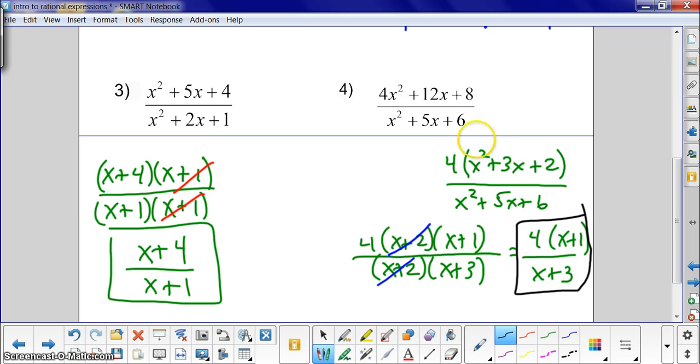Over here for number 4, I took out the GCF. Then I was left with a quadratic trinomial that was factorable in both the numerator and the denominator. I factored both of them. Realized that x plus 2 and x plus 2 were both reducible because those are both factors, and I'm left with 4 times the quantity x plus 1 over x plus 3. So far so good, I hope.